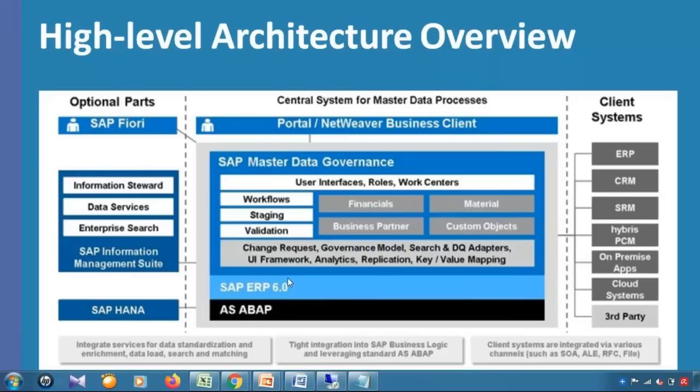Why 9 and above, why not below? Because the lower versions do not have some functionalities, for example consolidation, mass processing, and the connectivity with S4HANA, and some business functions which were not available in the previous versions. So that's the reason we always recommend 9 and above.